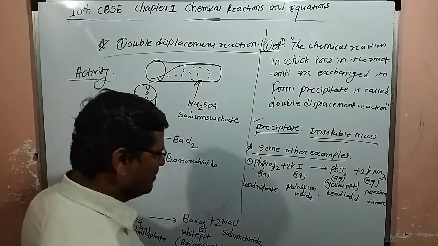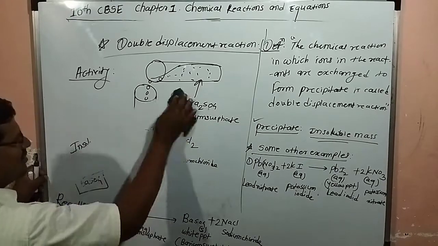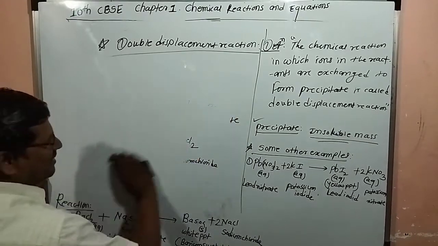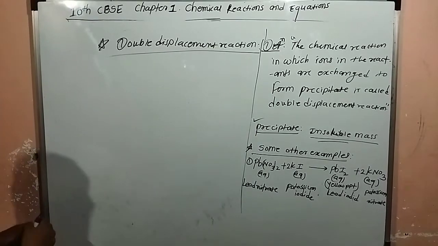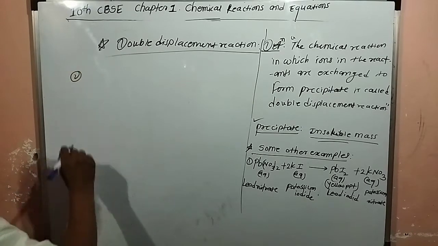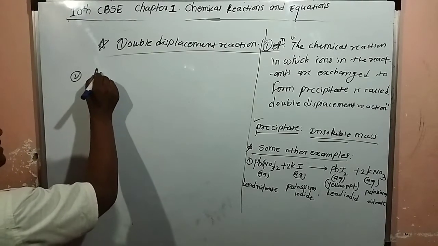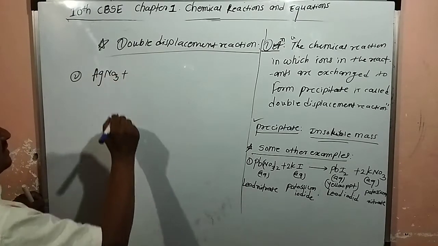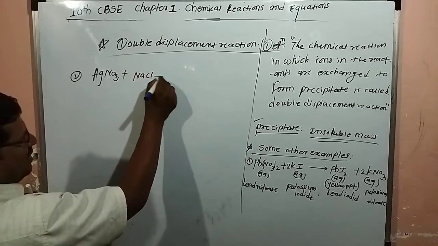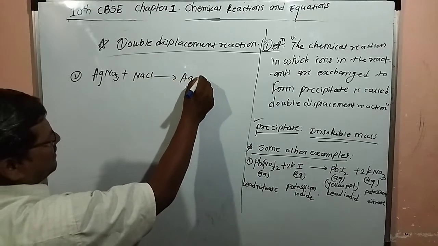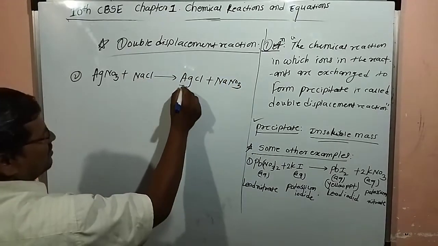Another reaction, I will write on this side. I will rub this one and write the next example of a precipitation reaction, or you can say a double displacement reaction. So another example is AgNO3 plus NaCl, and it is forming AgCl plus NaNO3. So this one will be the precipitate.